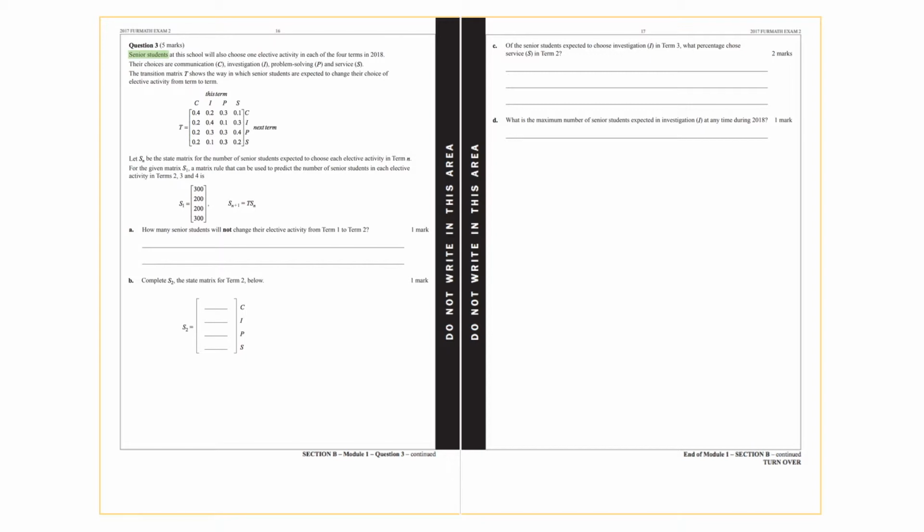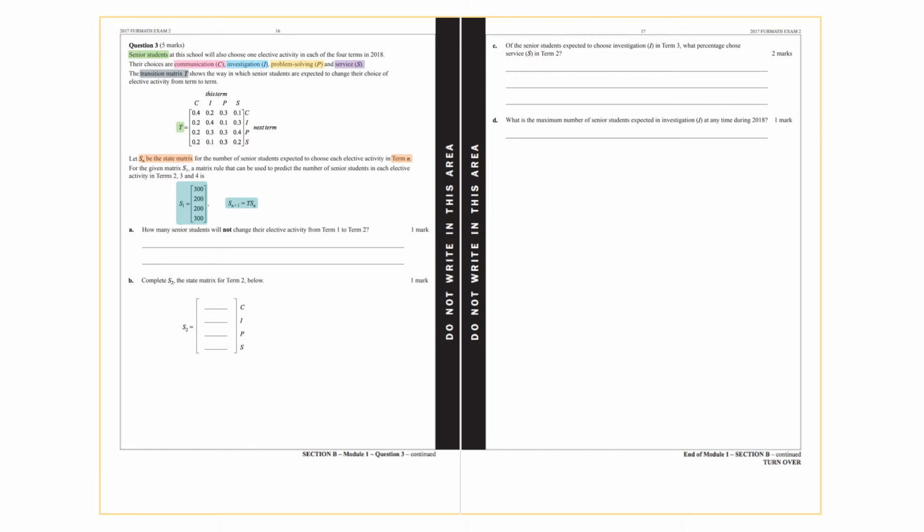Question 3. Senior students at this school will also choose one elective activity in each of the 4 terms in 2018. Their choices are communication, investigation, problem solving, and service. The transition matrix T shows the way in which senior students are expected to change their choice of elective activity from term to term. Let Sn be the state matrix for the number of senior students expected to choose each elective activity in term n. For the given matrix S1, a matrix rule that can be used to predict the number of senior students in each elective activity in terms 2, 3, and 4 is given below.